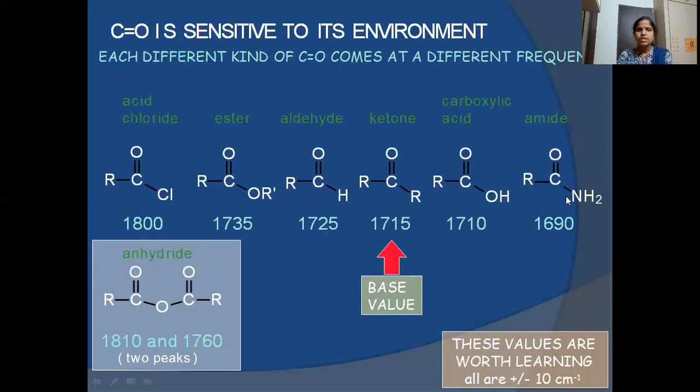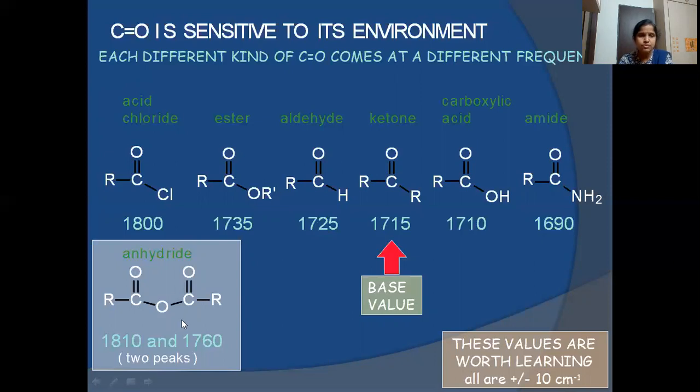Because of the conjugation which is present in amide, it will show very low absorption bands, that is 1690, which is a lower absorption frequency for C double bond O. So remember, for ketone it is 1715. Carboxylic acids and amides will have lower absorption bands than ketone, whereas aldehydes, esters, acid halides will have higher. Then we can also identify the ester, anhydride. So this is an anhydride functional group.